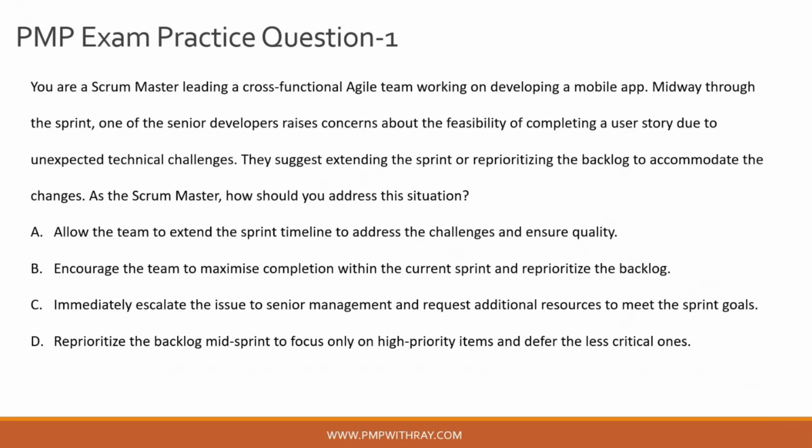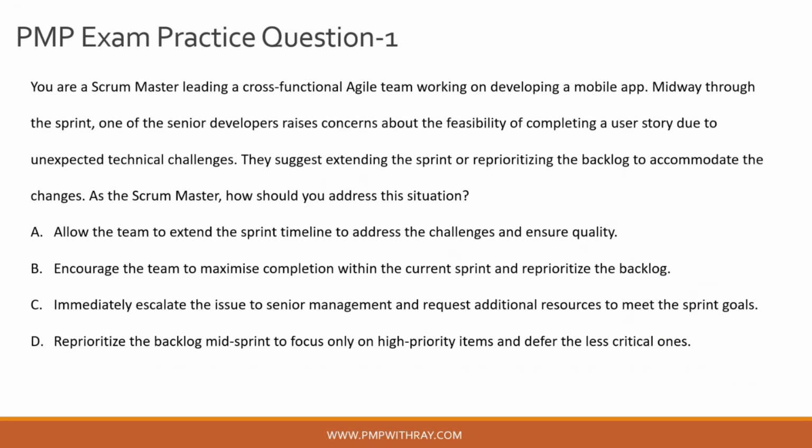So let's look at option A first. So option A suggests extending the sprint timeline to accommodate the technical challenges. Now, this might seem like a reasonable step to ensure quality, okay? However, it directly contradicts the agile principle of time boxing, okay? So please go back to your Agile Practice Guide and understand what time boxing means in agile, okay?